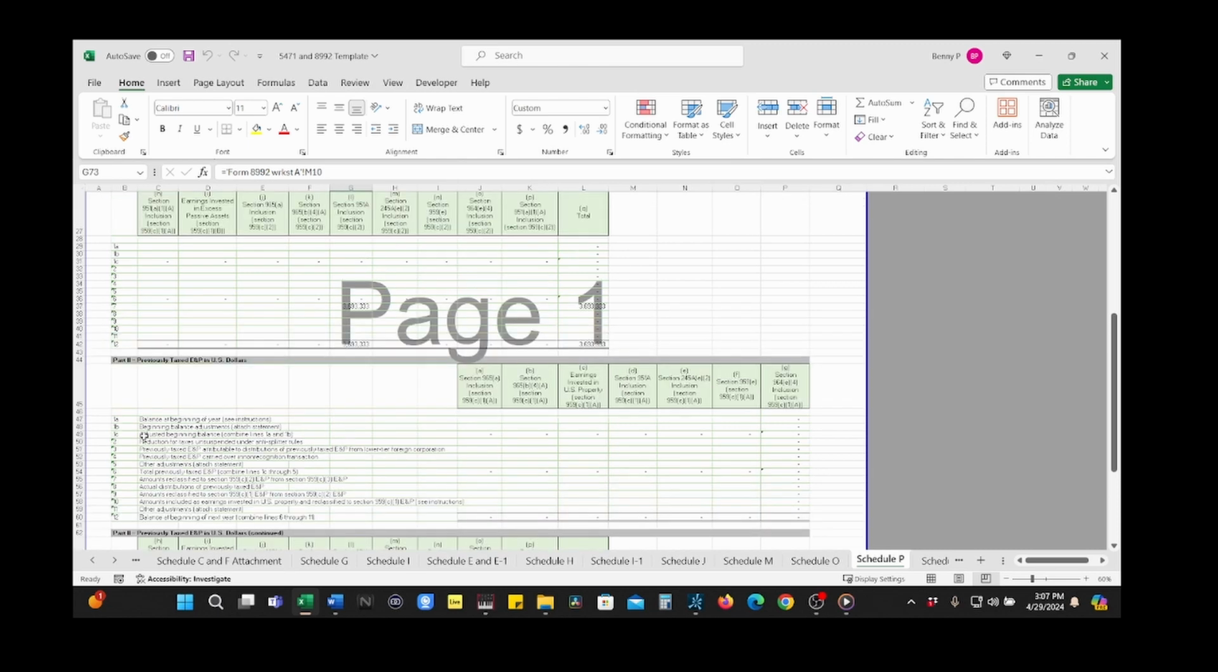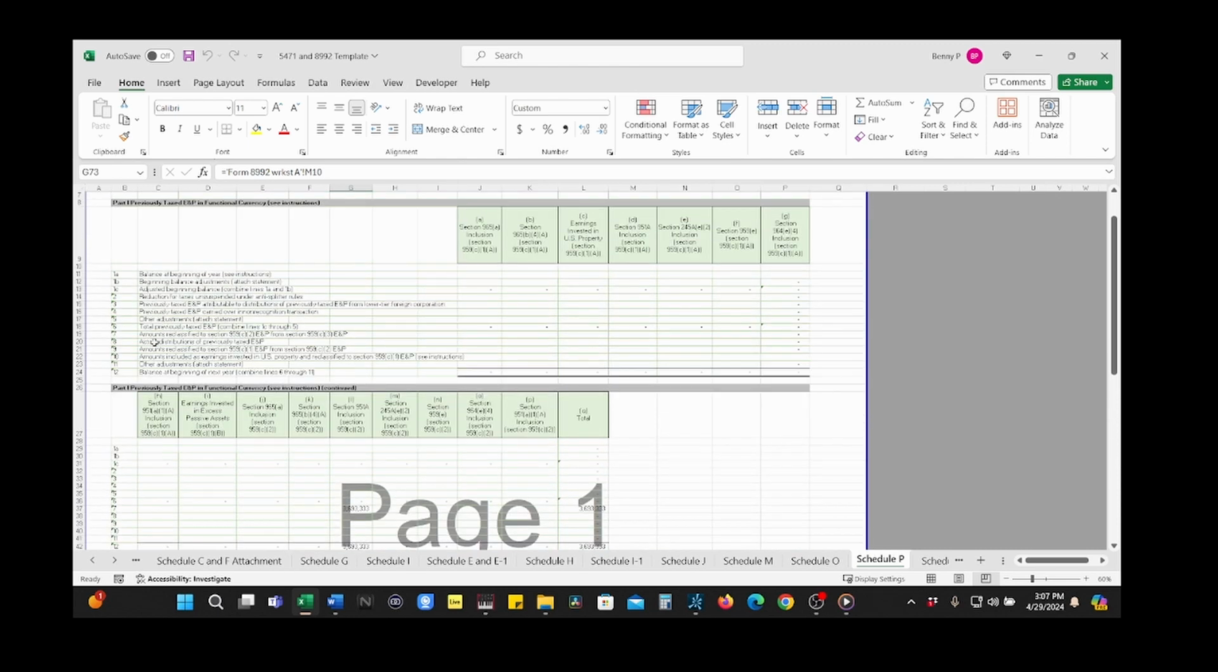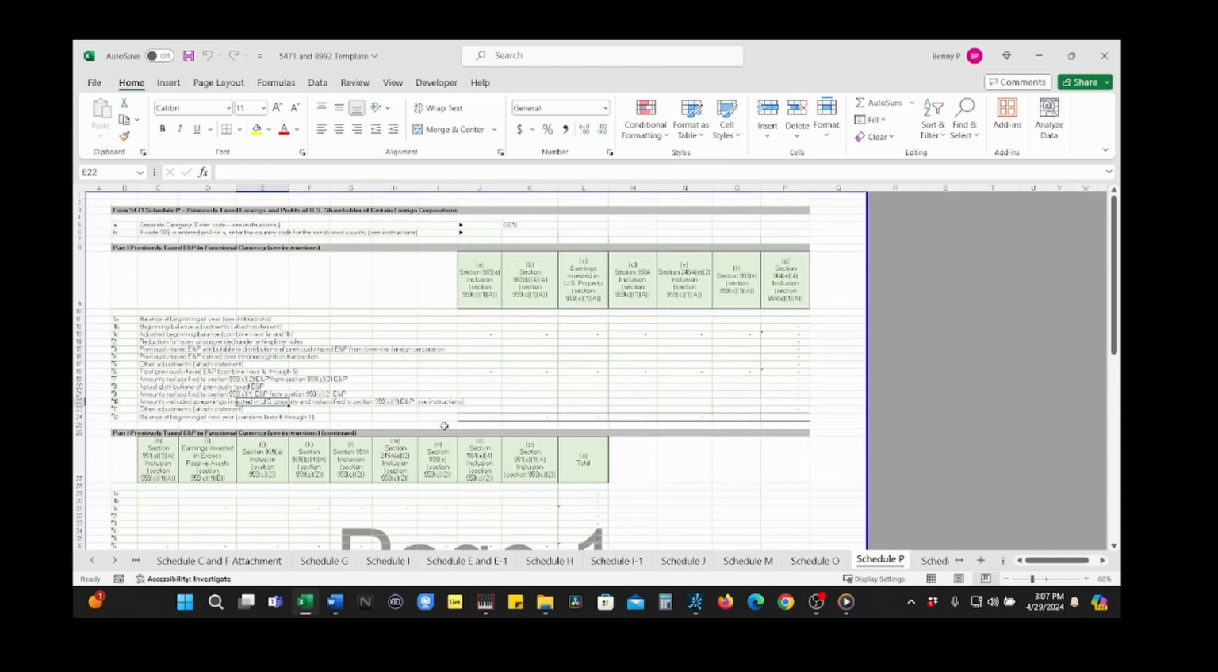One other thing you need to be aware of is that if you have a passive subpart F inclusion, such as interest, dividends, or royalties, you have to prepare a separate Schedule P for that passive income. And the category designation for general and passive income is indicated on line A on the top of the schedule.